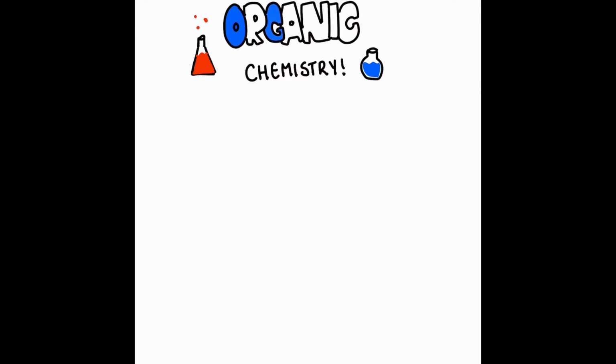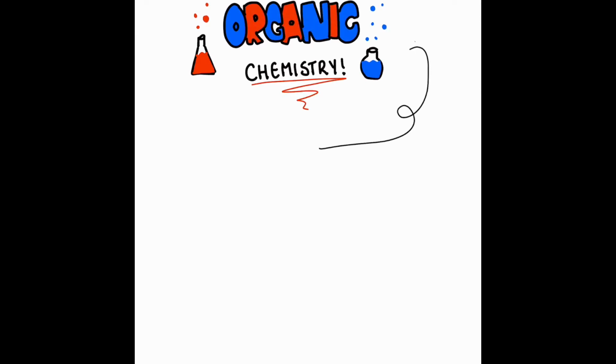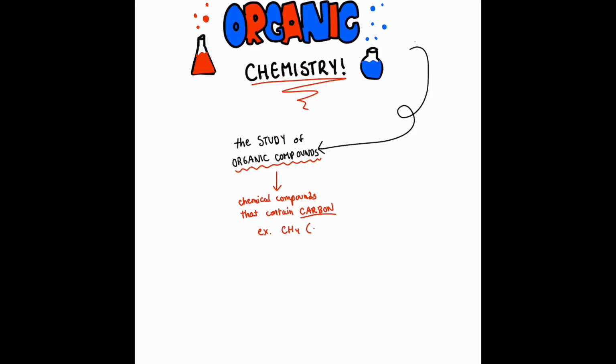Hello! Okay, so today we're going to be learning about organic chemistry, specifically how to name basic organic compounds. Okay, let's start with some basic definitions. Organic chemistry is the study of organic compounds, and organic compounds are any chemical compound that contain carbon. So examples of this would be things like methane and sugar.